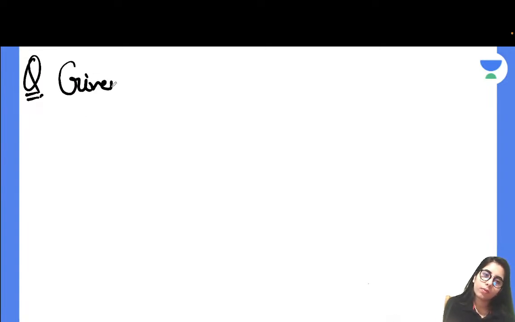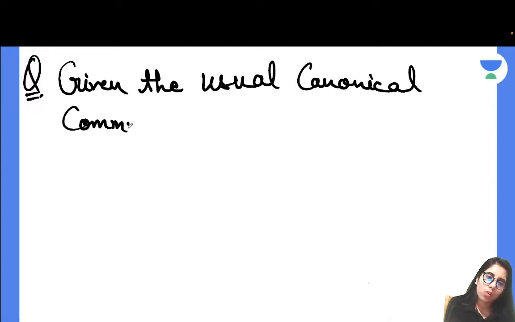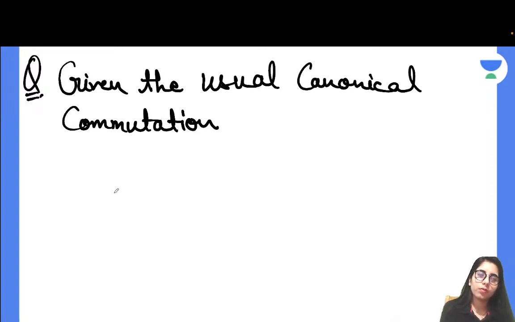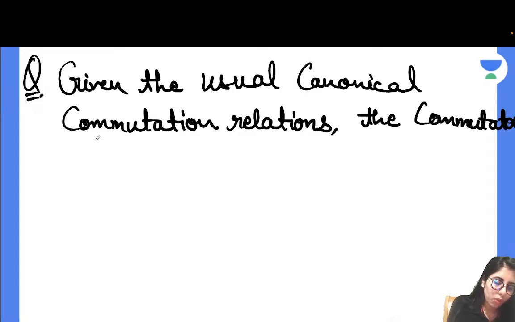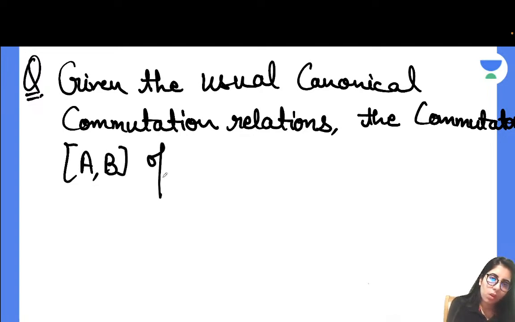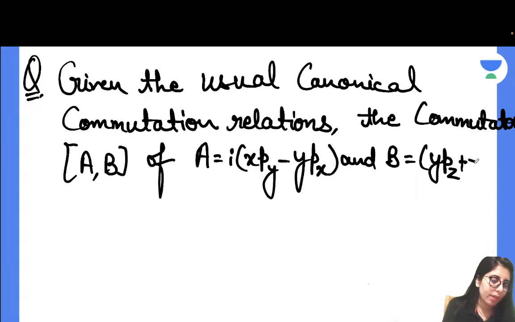Given the usual canonical commutation relations, the commutator A comma B, where A is equal to i (x p_y minus y p_x), and B is going to be y p_z plus z p_y, right? Yes.